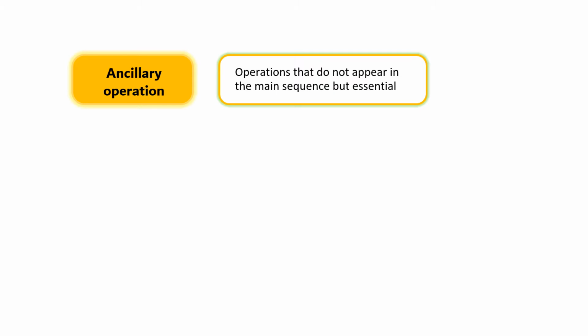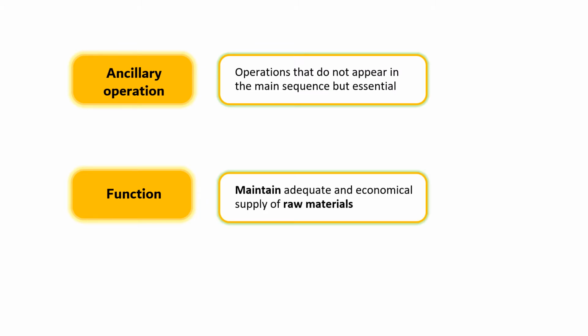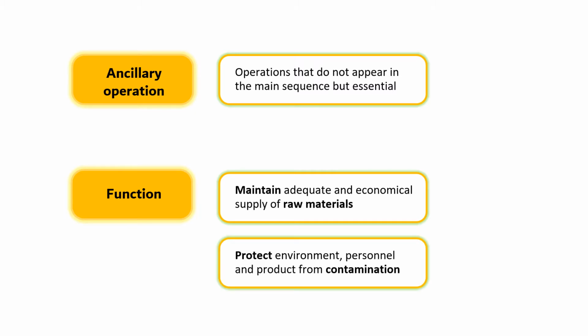Ancillary operations serve two basic functions. First, they maintain an adequate and economical supply of raw materials for the mainstream processing. Second, they protect the environment, personnel, and product from contamination.